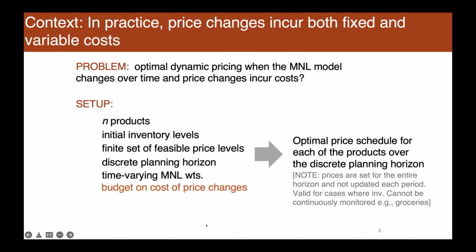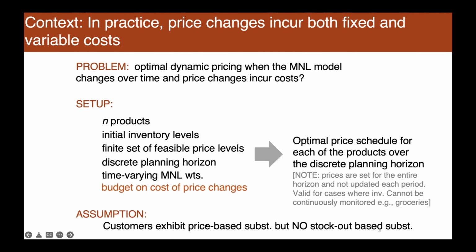I wanted to highlight that. And then the other key assumption is what Jake called static substitution. One way to think about this is that there is substitution behavior, meaning there is going to be cross price elasticity. So the MNL model captures those cross price elasticities, but it does not capture any stockout based substitution, right? So the stockout part is completely ignored, but what is being captured is the price based substitution in this context.